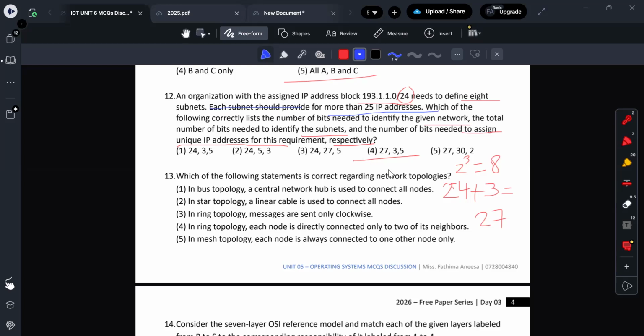Clear? So total bits means you have to add 27 plus the subnet bits. Got it, right?